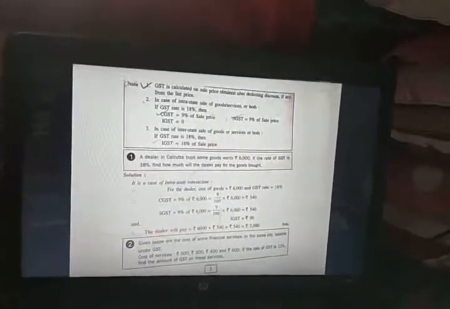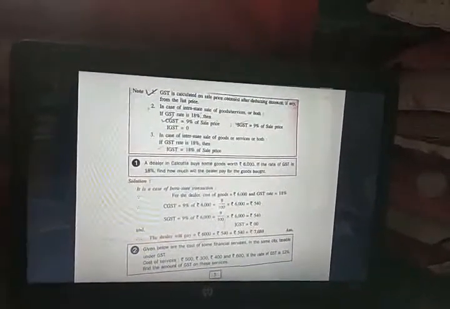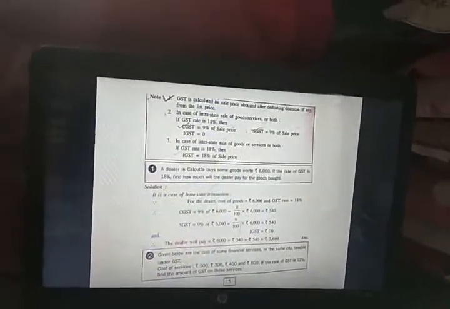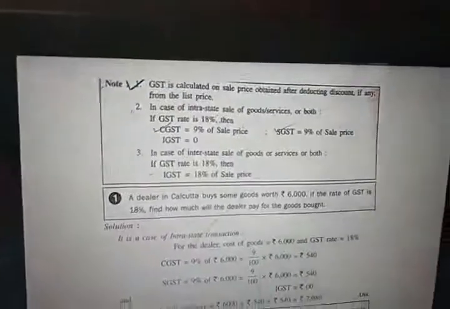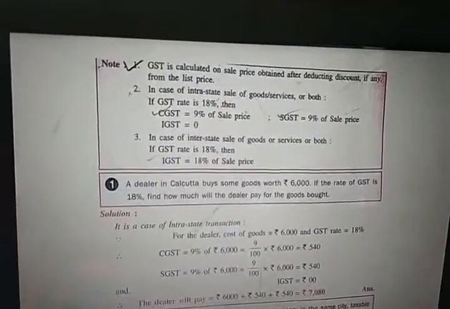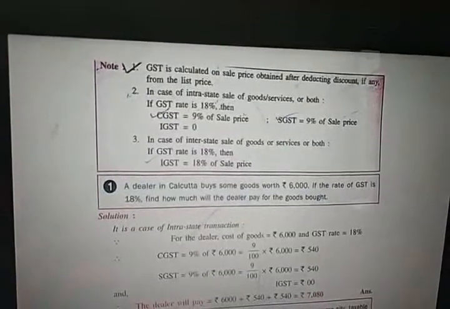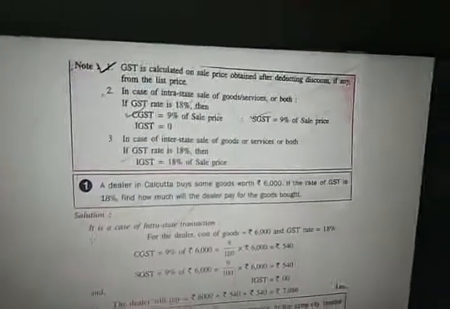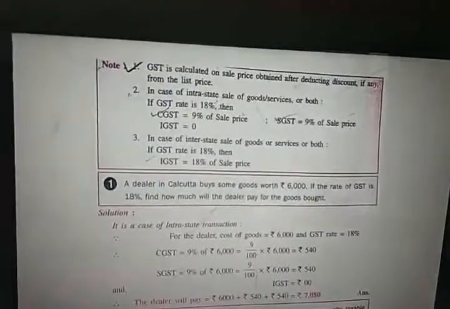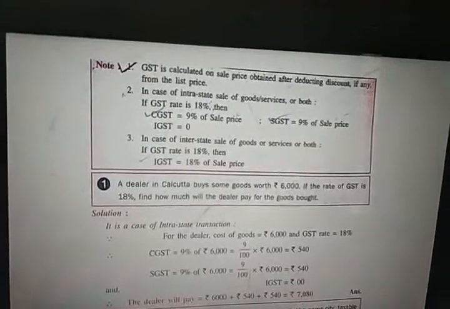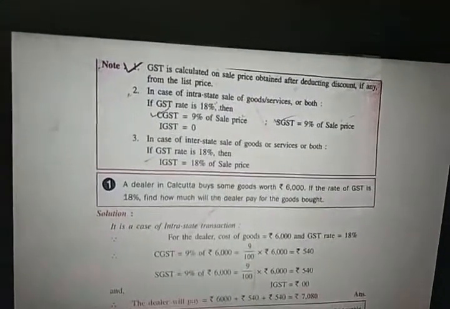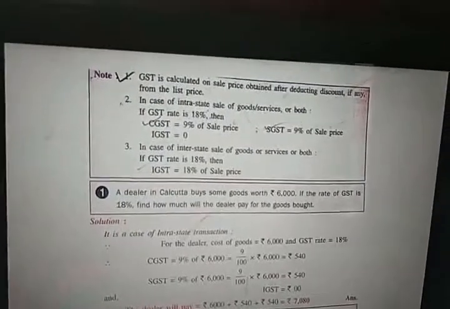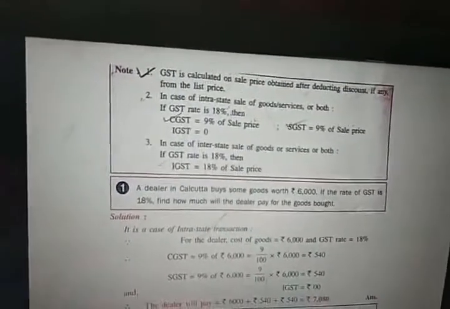Point number 2, in the case of intrastate, if the rate of GST is 18%, then CGST will be 9% of selling price, SGST will be 9% of selling price, IGST will be 0. So once again, I want you all to focus here. Very important point for us. In case of intrastate transaction, GST will be divided equally, half of the rate of GST given to us. CGST will be 9%, SGST will be 9% if the GST rate is 18%, IGST will be 0. And point number 3, if the case is interstate, we just have to calculate IGST, and it remains as it is, like the previous sum.